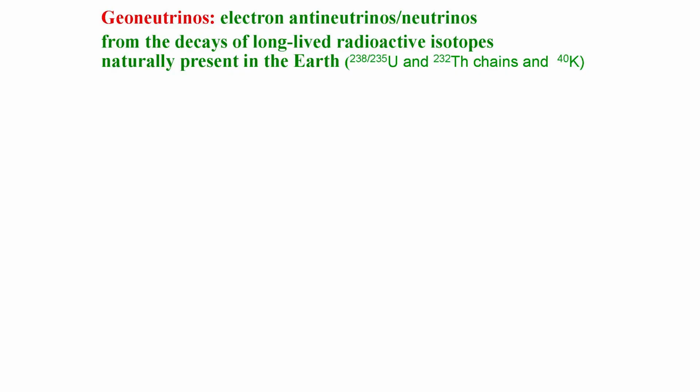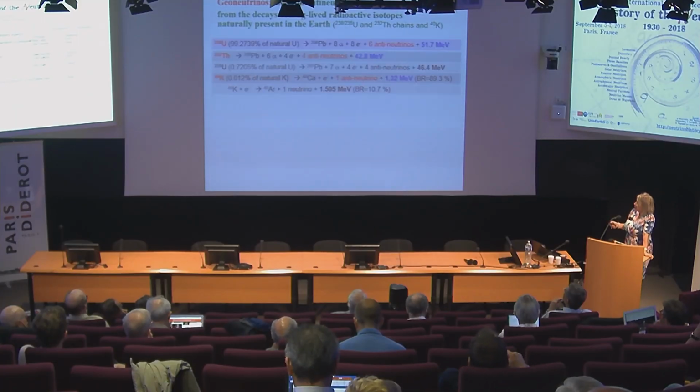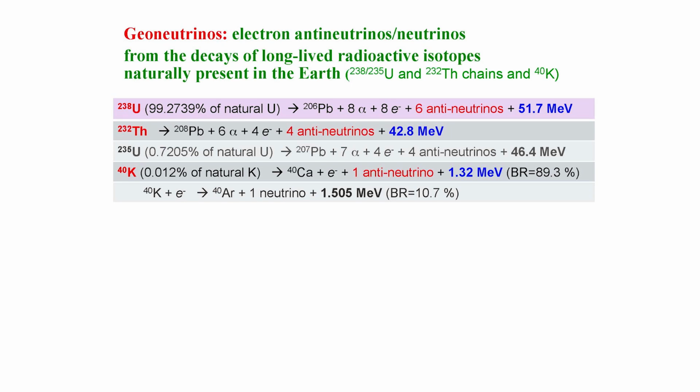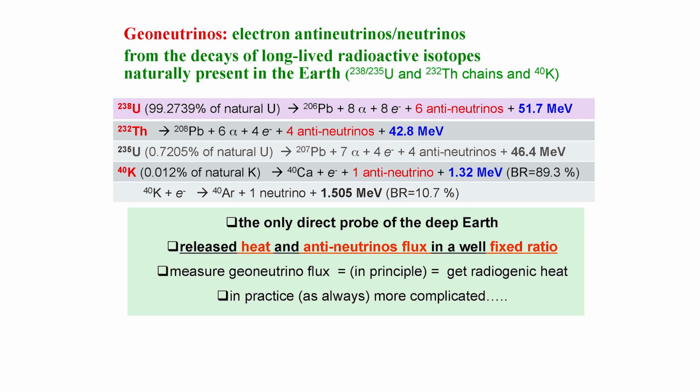So geoneutrinos are electron antineutrinos from the decays of long-lived radioactive elements which are present in the Earth. In particular, the dominant contributions are the antineutrinos from the decays of the chains of uranium-238 and thorium-232, and decays from potassium-40. These particles are the only direct probe of the deep Earth. And as you can see from these equations, the released radiogenic heat and the amount of emitted geoneutrinos are very well known. So in principle, by measuring the flux of the geoneutrinos, we can exactly get the radiogenic heat. Of course, in practice, it's more complicated, and we will review why.